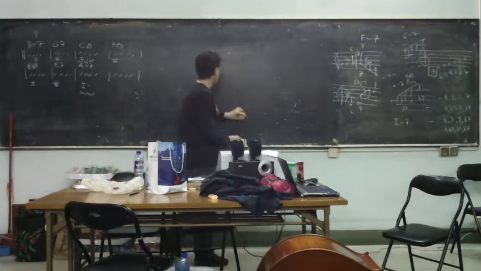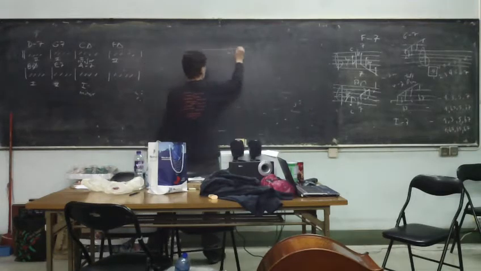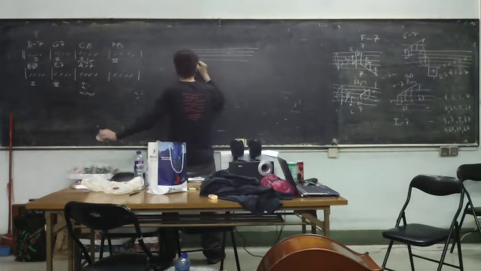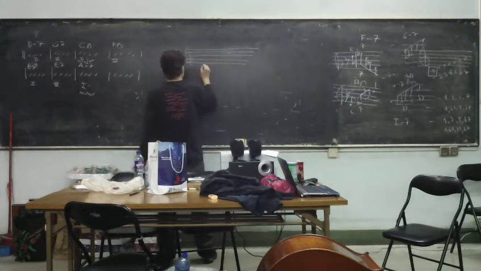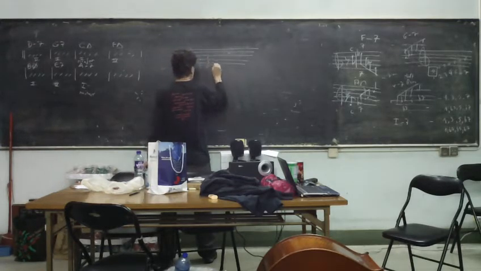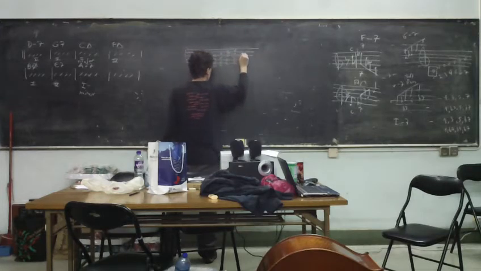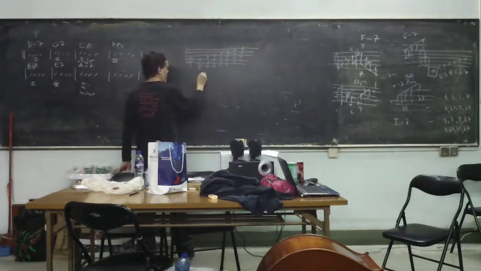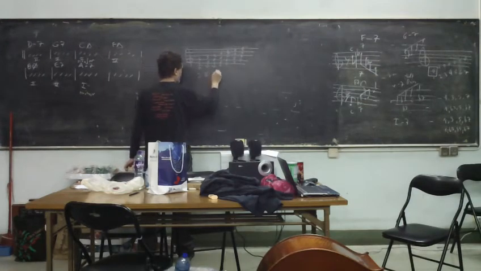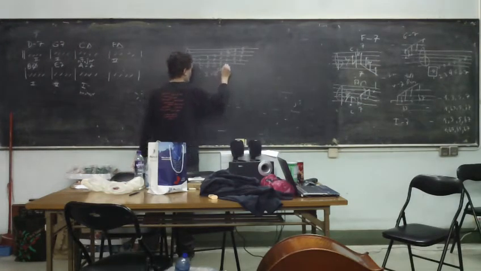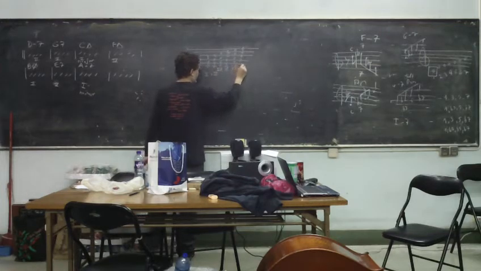So if we are working in A minor, like I put here yesterday. So A minor is A, B, C, D, E, F. Okay, so what do we have? 1, 2, flat 3, 4, 5, flat 6, and flat 7. Okay?